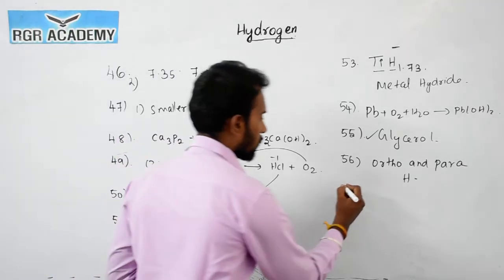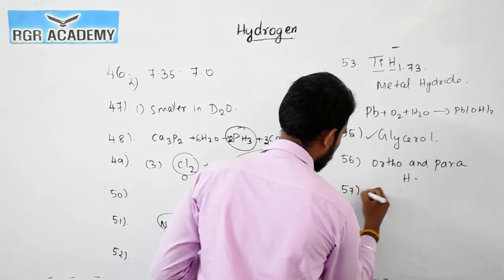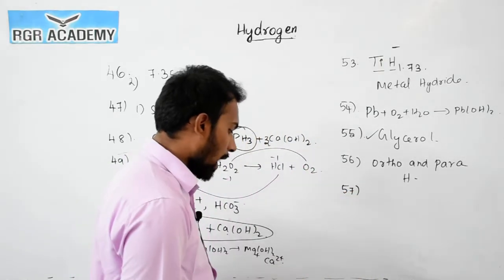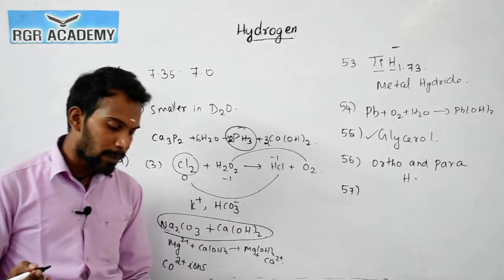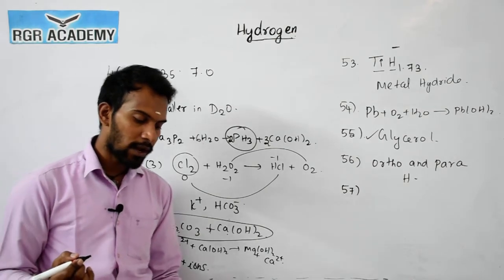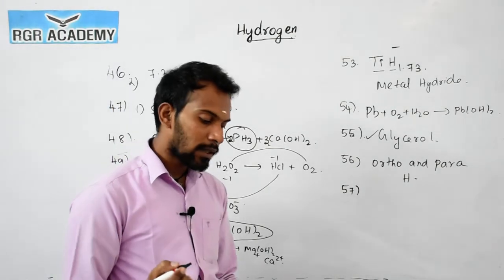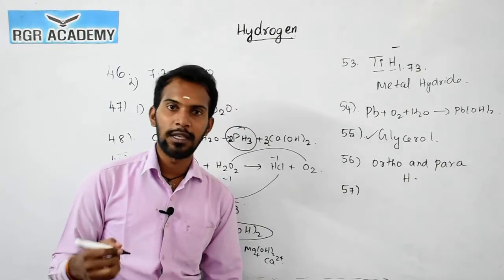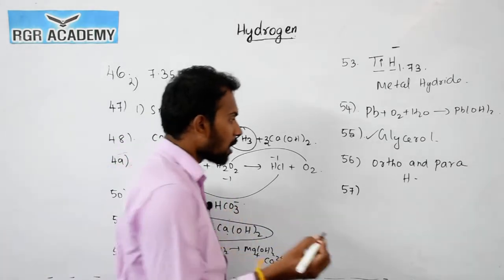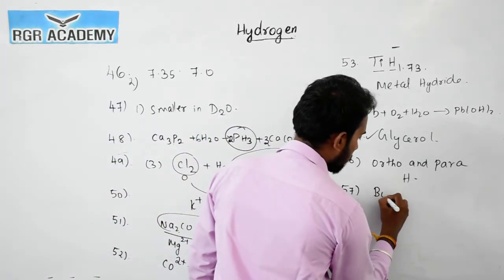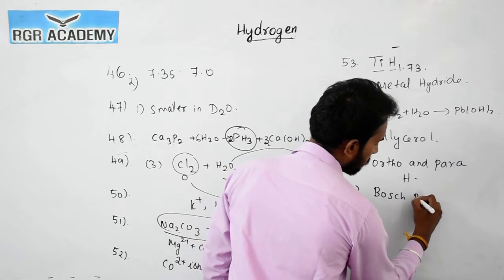Now question number 57. H2 hydrogen can be prepared by mixing steam and water gas at 500 degrees Celsius with Fe3O4 and Cr2O3. This process is called the Bosch process. We have already seen the Bosch process.